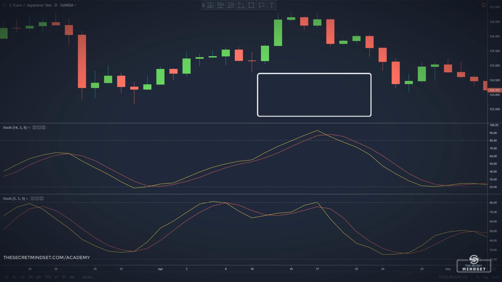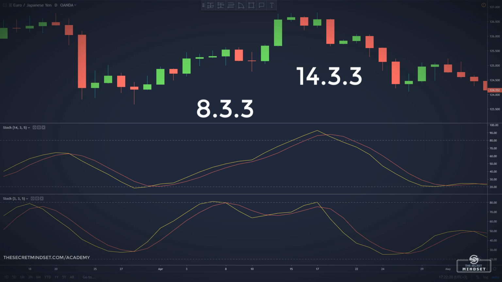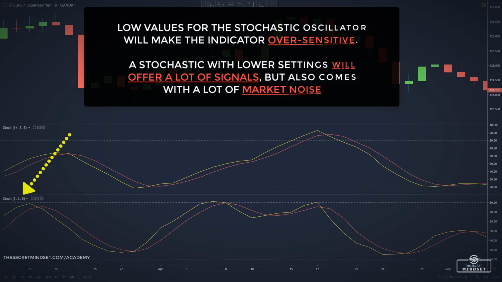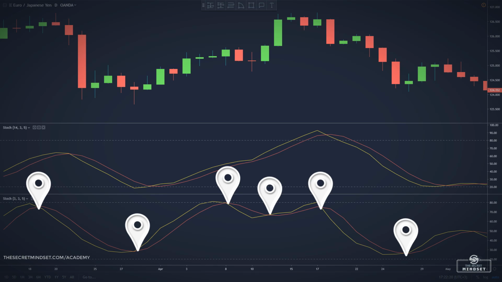Stochastic oscillator comes with the standard 5, 3 and 3 settings. Other common settings are 8, 3 and 3 and even 14, 3 and 3. Depending on your trading style, you have to decide how much noise you're willing to accept with the stochastic. Low values for the stochastic oscillator will make the indicator oversensitive. A stochastic with lower settings will offer a lot of signals, but also comes with a lot of market noise.